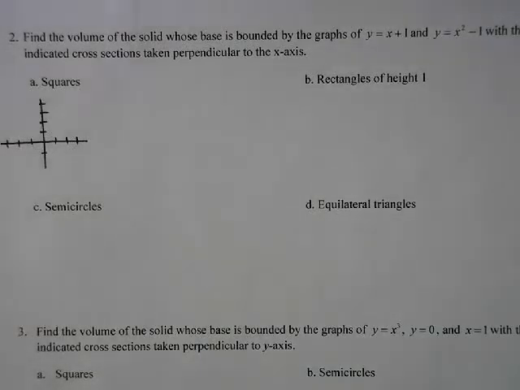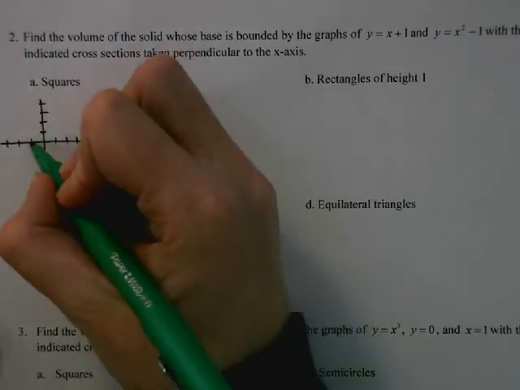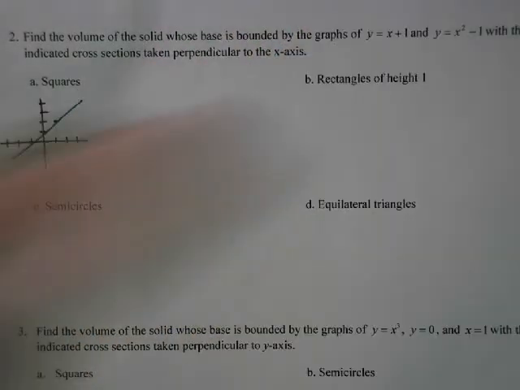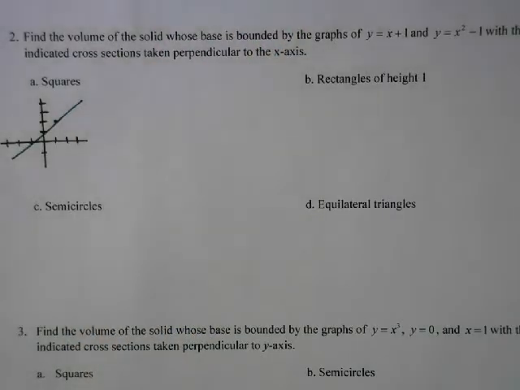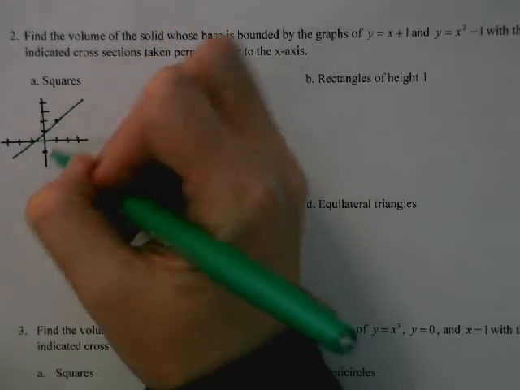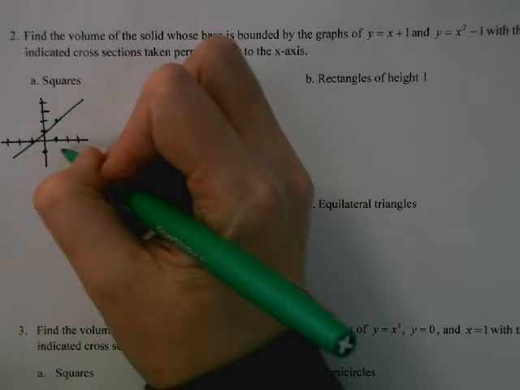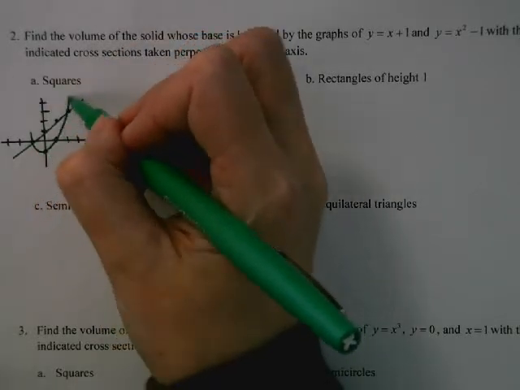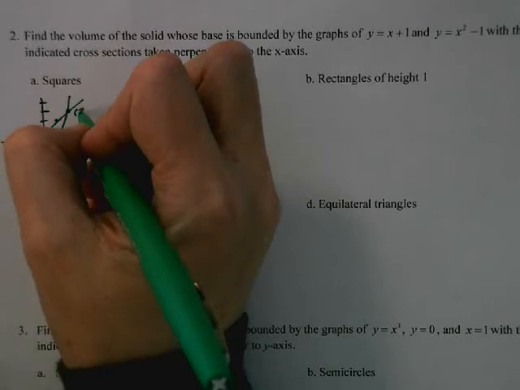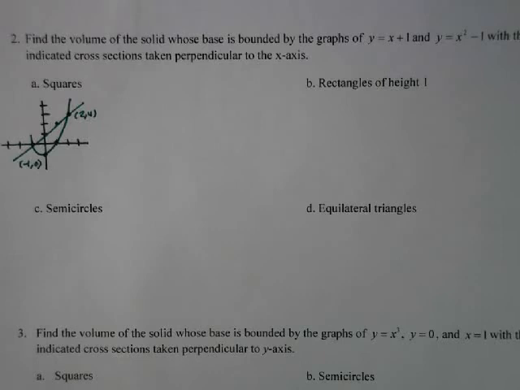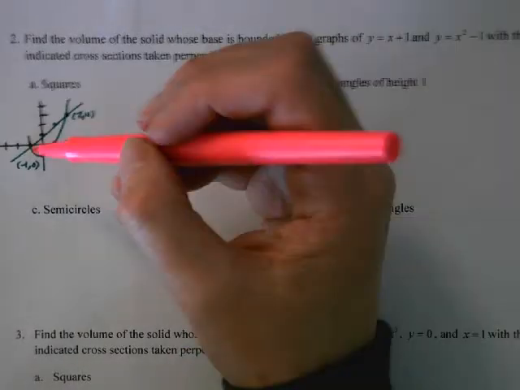So we have the line y equals x plus 1, so up 1, and then we have the parabola x squared minus 1, so it's going to go down 1, it's going to go over 1, up 1, over 1, up 1, over 2, up 4. Okay, so this point here is 2, 4, this point here is negative 1, 0. So this is going to be my base for all of these.